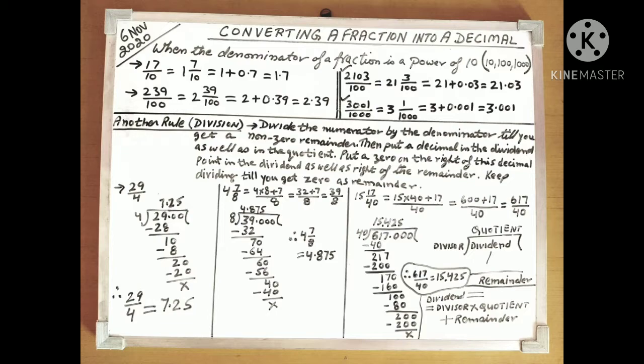What we have to do here is we divide the numerator by the denominator till a non-zero remainder is obtained. Then we put a decimal point in the dividend as well as in the quotient. Then we put a 0 on the right of the decimal point in the dividend as well as on the right of the remainder. Then we divide again just as we do in whole numbers, and we keep on repeating this process till we get the final remainder as 0.